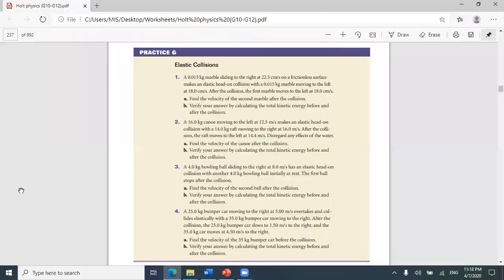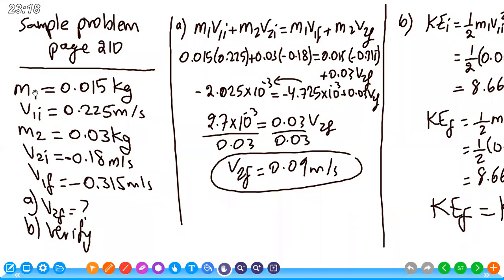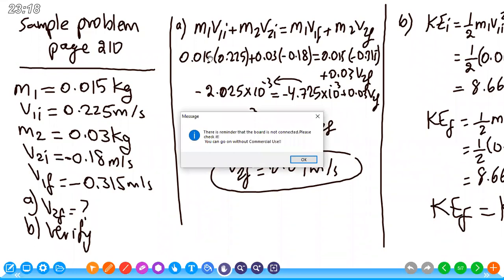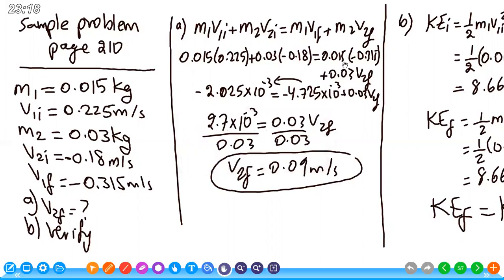Okay, so let's go and come back to the sample problem. We said for the sample problem that M1 is 0.015 kilogram, V1 initial is given, M2 and V2 initial also, V1 final, we talked about them. Now the question was to find V2 final. So put in the long equation and do the calculation as you see. Don't forget, use your calculator to do everything here. You will get a negative answer here, and then multiply this times negative 0.315, you will get an answer here, plus 0.03 V2 final.